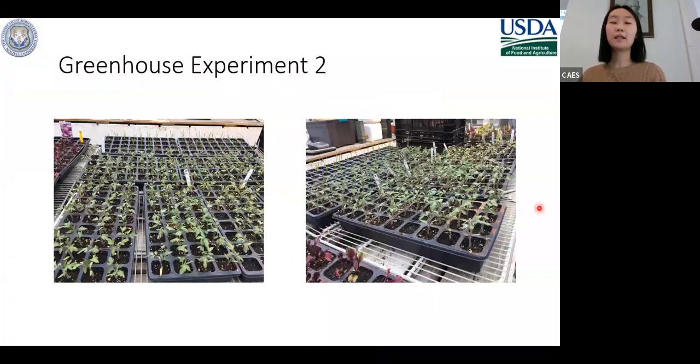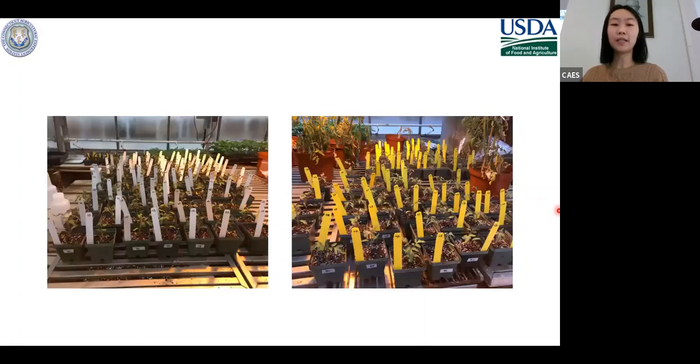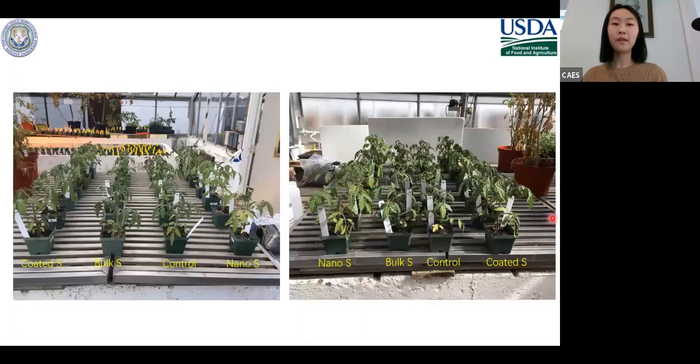To confirm this result, and also to study the mechanism, we kept conducting a second greenhouse experiment. With a similar design, we just repeated experiment 1: prepared the seedlings, prepared the treated soil, and did the transplanting. In the end, we observed the same result as greenhouse experiment 1.